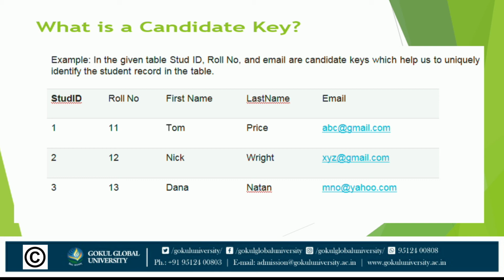See the example. In the example, student ID, roll number, and email are candidate keys which help us to uniquely identify the student record in a table.